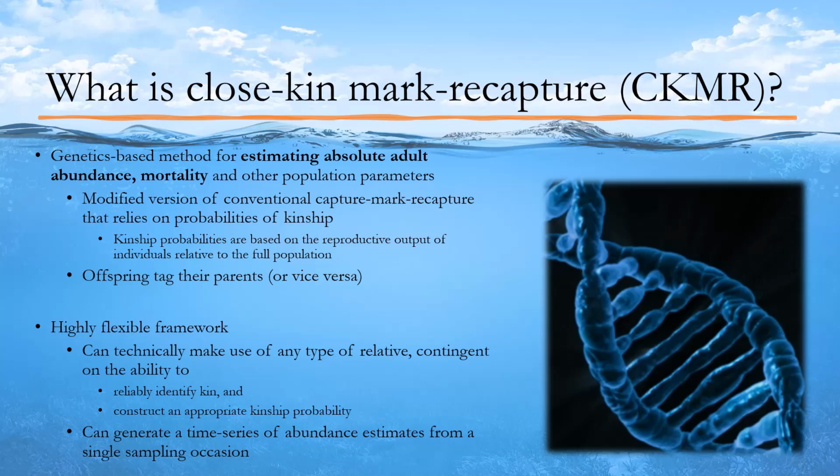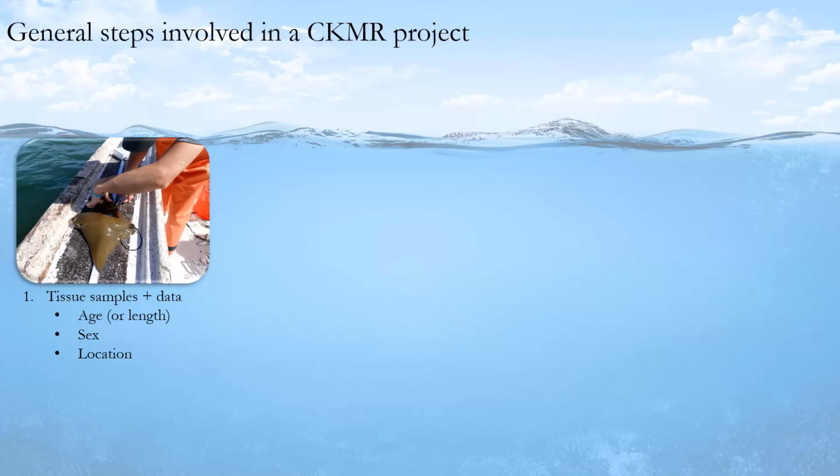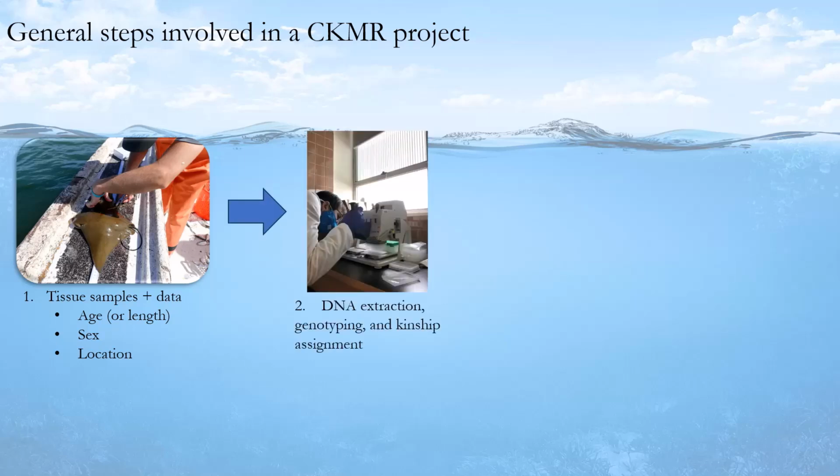CKMR is a very adaptable and flexible framework, and the outcomes that we can expect depend largely on project design and model construction, but there are a few steps that are generally a part of any CKMR project. A typical CKMR experiment will involve collecting tissue samples, preferably across a population's range, as well as some metadata. After we've collected tissue samples, then we extract DNA from each of the samples and put it through a battery of lab work, sequencing, and bioinformatics analyses to ultimately determine who's related to whom and how.